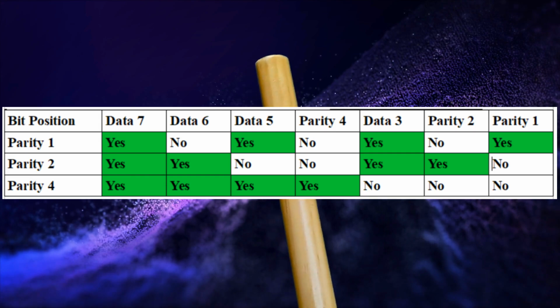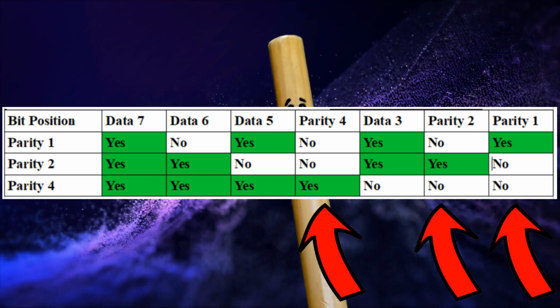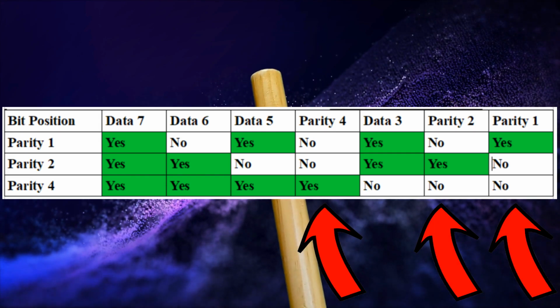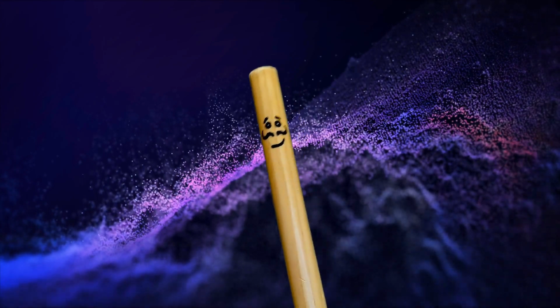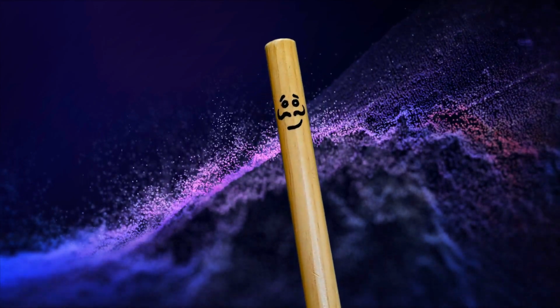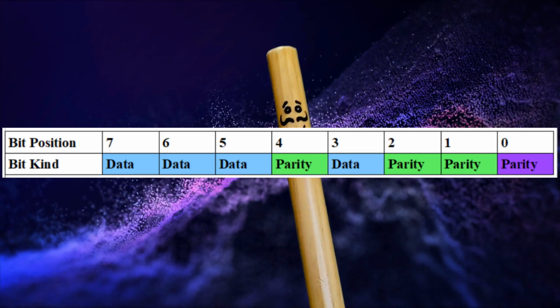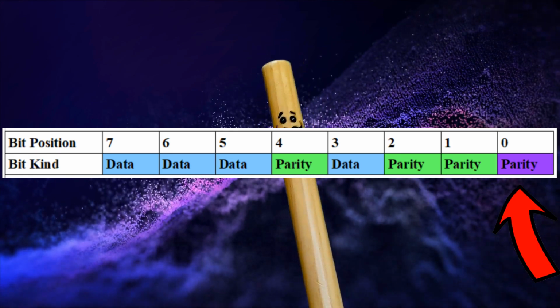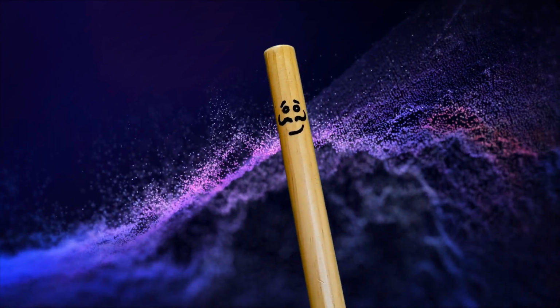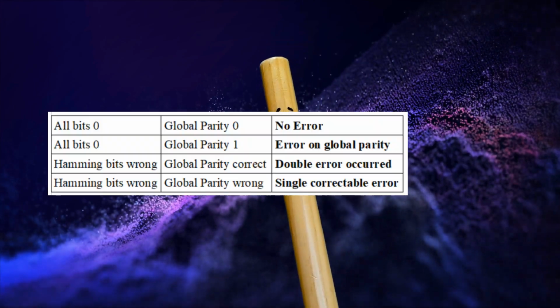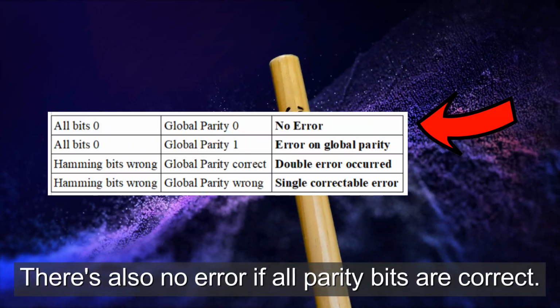If just one parity bit is wrong, then we know that it was actually the parity bit itself that got flipped. The drawback of the Hamming code is that 2-bit flips are indistinguishable from 1-bit flips. But if we add another parity bit over the whole stream of bits, we can detect 2-bit errors and correct single-bit errors. Here's how. If all bits are 0, then there's no error.